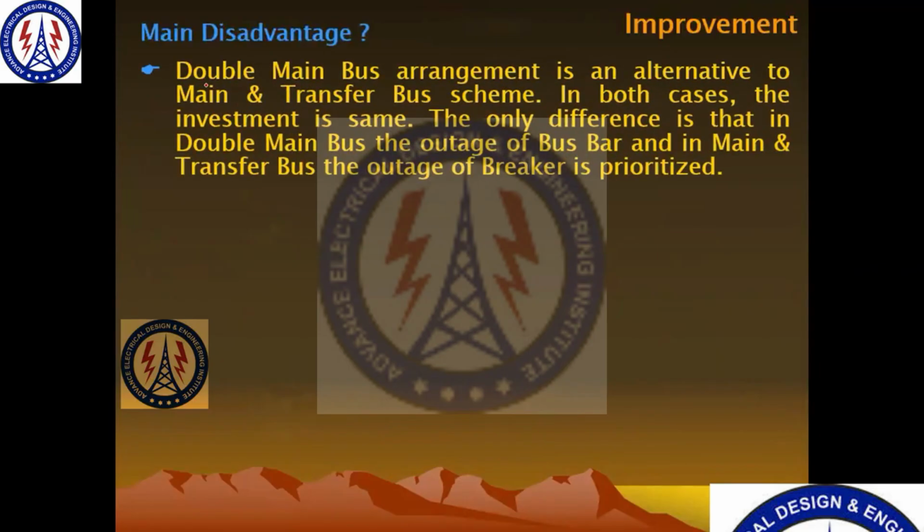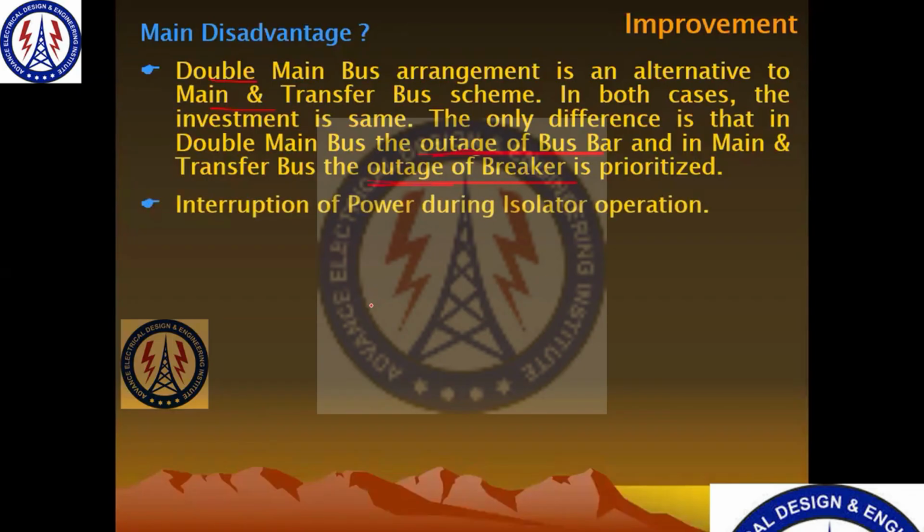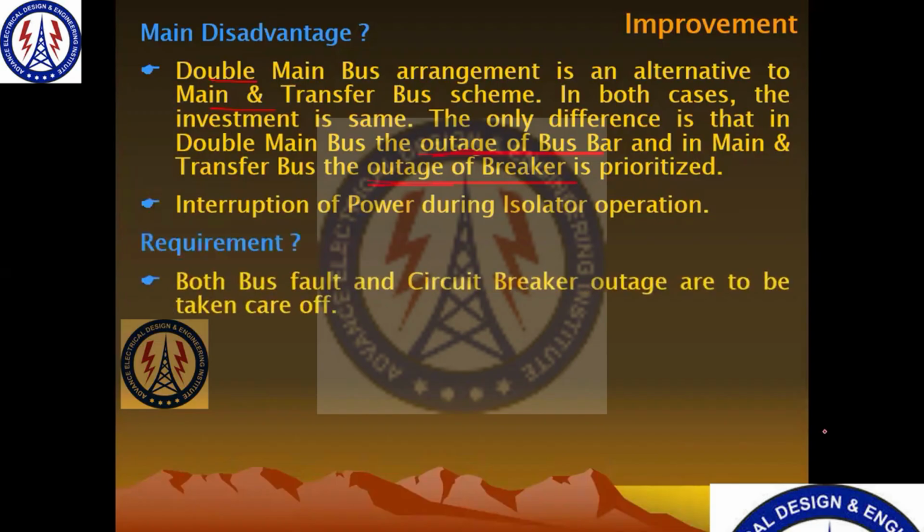Now here you can see double bus bar and main and transfer. Both are alternatives of each other. Both have the same investment. The only difference is that in the double bus bar system, we are giving priority to the fault or outage of the bus bar. In main and transfer, we are giving priority to the outage of the line feeder. So this is the difference between these two. Based on the application where you are installing your substation, that will come into play.